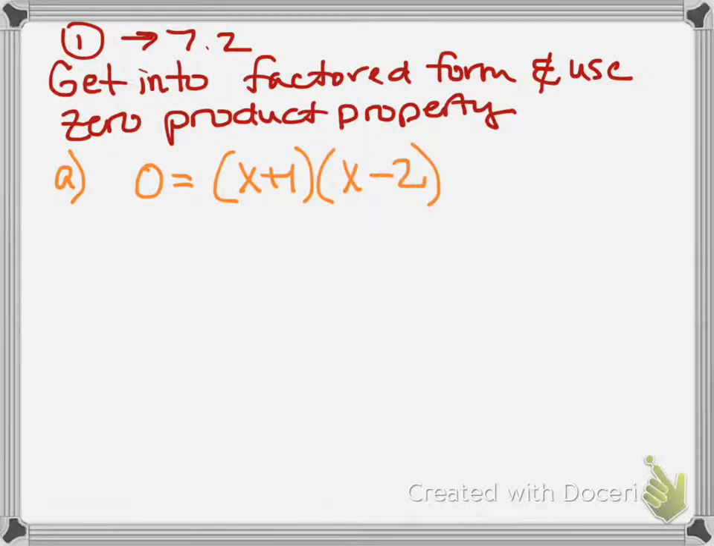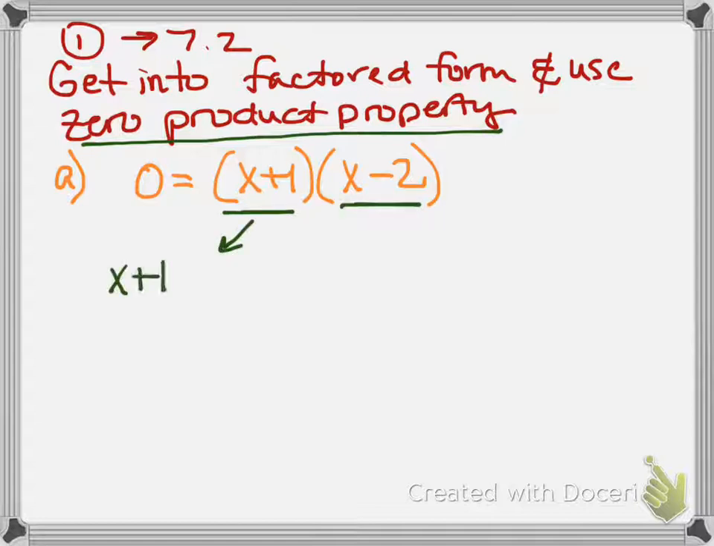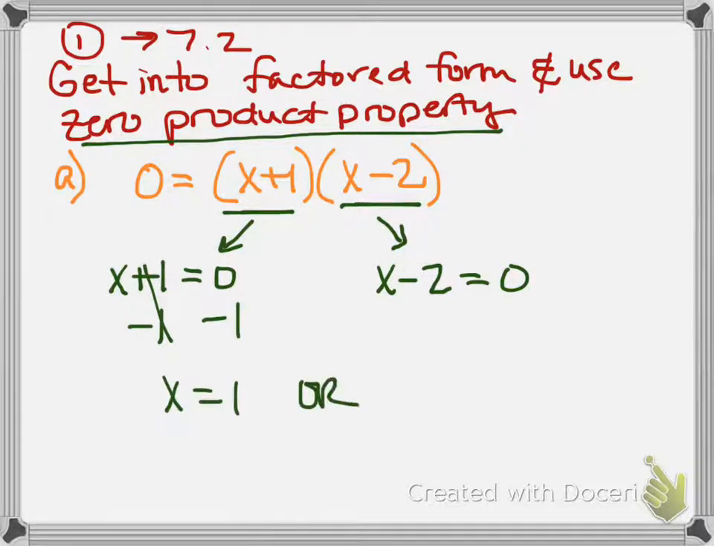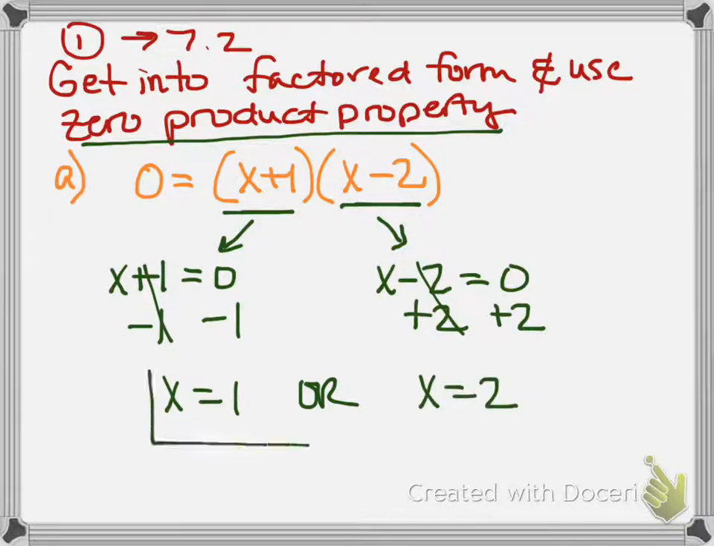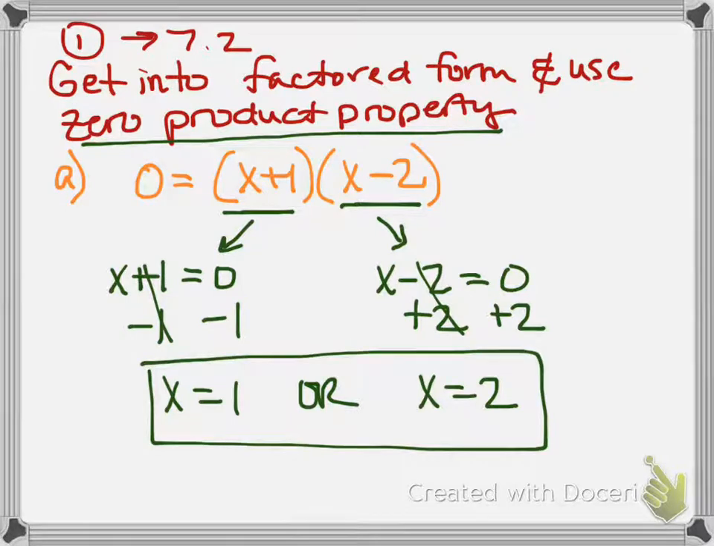Now this is already in factored form, so using the zero product property tells me that the two things being, or three things, or four things, whatever it might be, being multiplied, one or the other has to be 0. So in this case I have two things being multiplied, so either this one here, x plus 1, has to equal 0, or this here, x minus 2, has to equal 0. So I just solve each one for x. Subtract 1, x equals negative 1, or when I add 2, x equals 2. And there are the zeros or the roots of 1a.